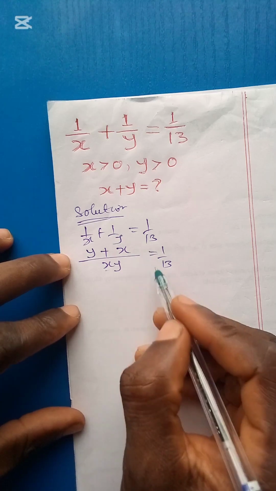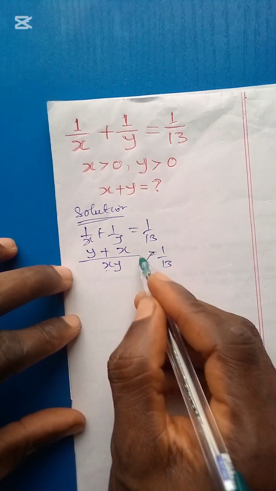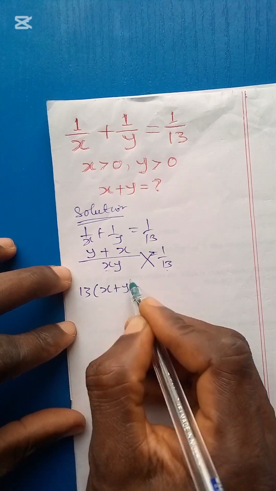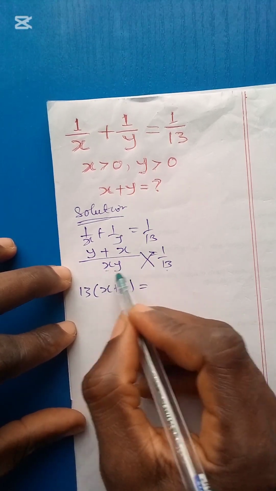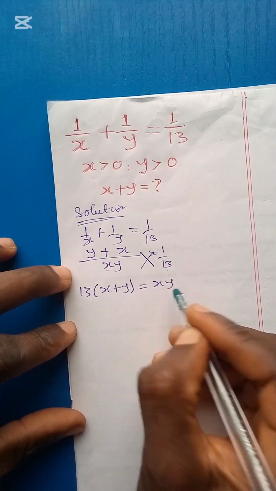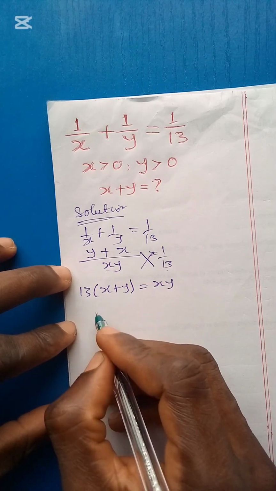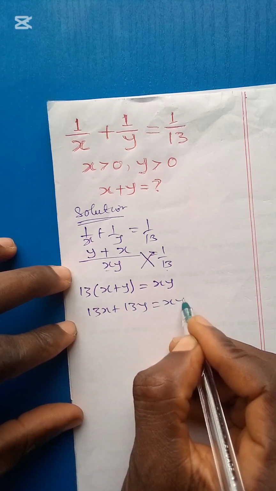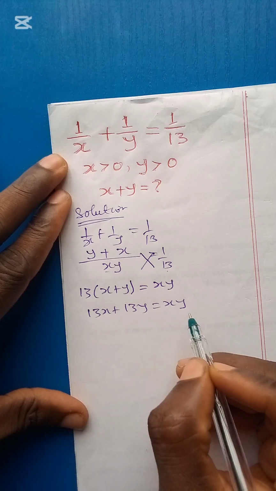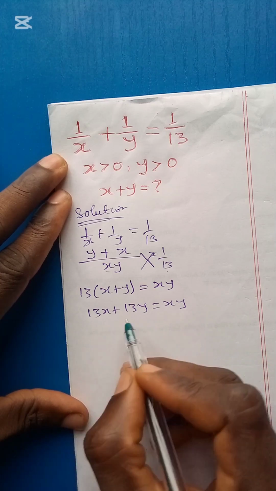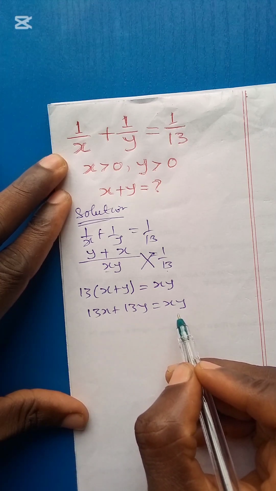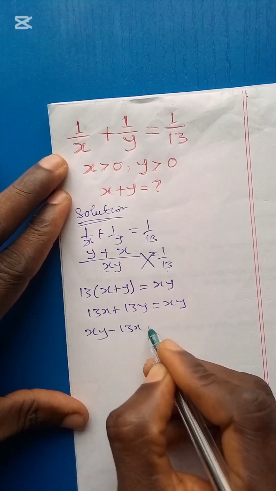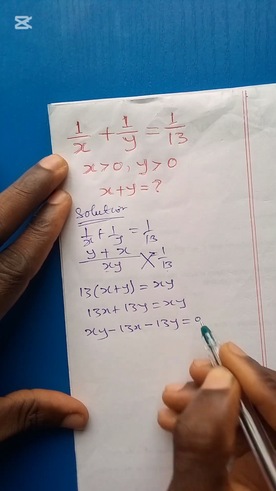The next thing is to cross multiply. If we cross multiply, 13 will multiply this, that is 13 times x plus y equals xy times 1, xy. Let's open this bracket. So we have 13x plus 13y is equal to xy. Now let's move all the unknowns to one side. Of course, every one of the terms here contains an unknown variable. So we have xy, then minus 13x, then minus 13y is equal to 0.